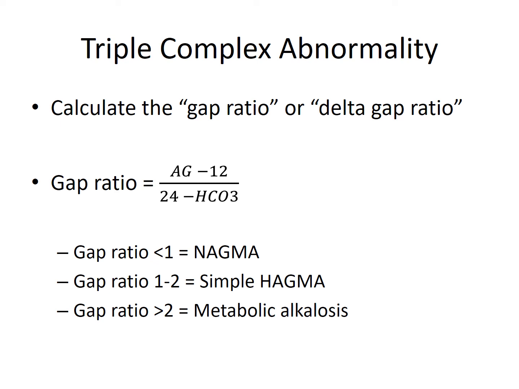It should also be stated that if there is no secondary abnormality, there is still the possibility of having this triple complex abnormality. So you may have a high anion gap metabolic acidosis, a HAGMA, be appropriately compensated from a respiratory standpoint, but also have either a NAGMA or a metabolic alkalosis to go along with it.